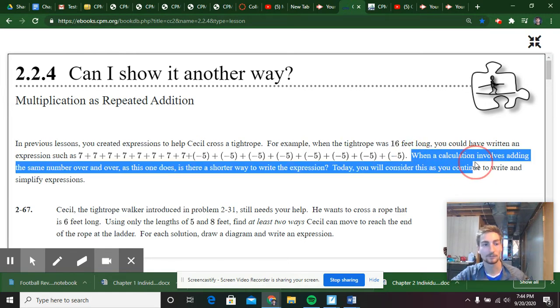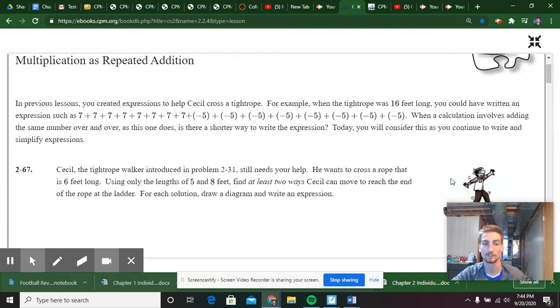And when a calculation involves adding the same number over and over again, as this one does, there is a shorter way to write the expression. So today we will consider this as we continue to write and simplify expressions.